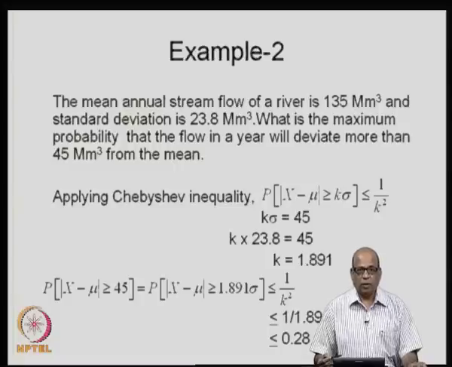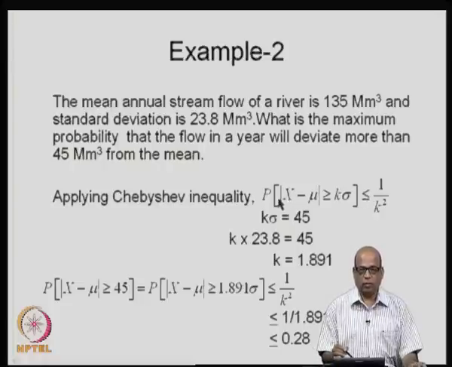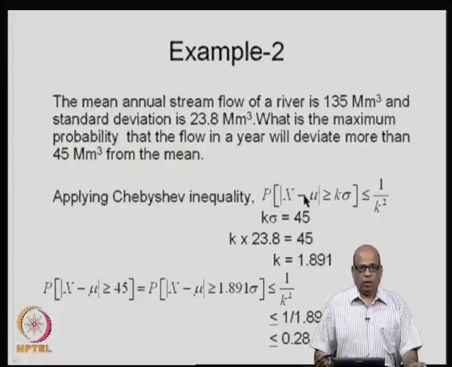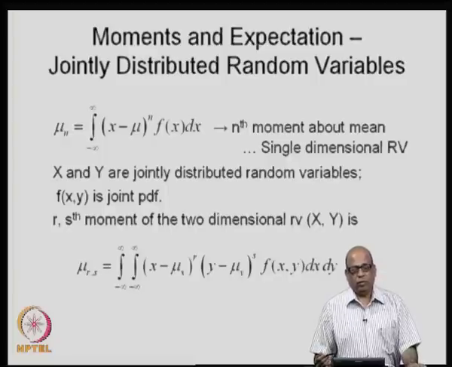Whereas, the Chebyshev inequality does not bother about the probability distribution from which the sample has been drawn, but you have the estimates of the mean and the standard deviation, from which you talk about the maximum probabilities or the upper bounds on the probabilities of the deviation of x minus mu on either side.